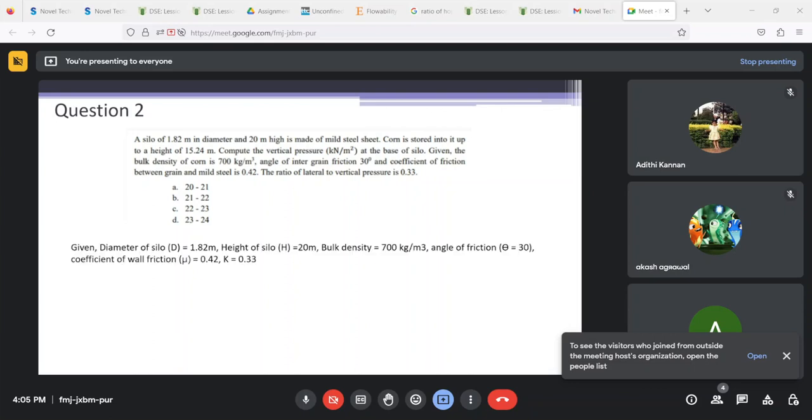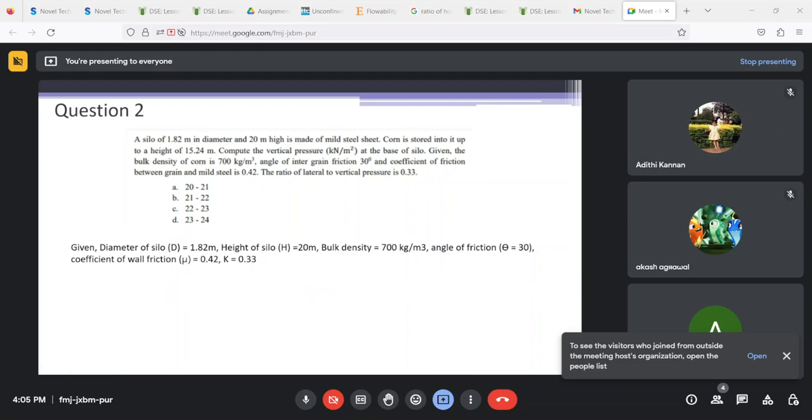So given the diameter of the silos is 1.82 meters, height of the silo is 20 meters, bulk density given as 700 kg per meter cube, the angle of friction between the grains, which is known as theta, is given as 30 degrees, and the coefficient of wall friction, which is given as mu, is 0.42, and the ratio of the lateral to vertical pressure is 0.33. So when you're dealing with grains in a silos, there are two kinds of pressure acting on the grains. One is the lateral pressure, that is the horizontal pressure. The other one is the vertical pressure. So the ratio between the lateral and the vertical pressure is given as 0.33.